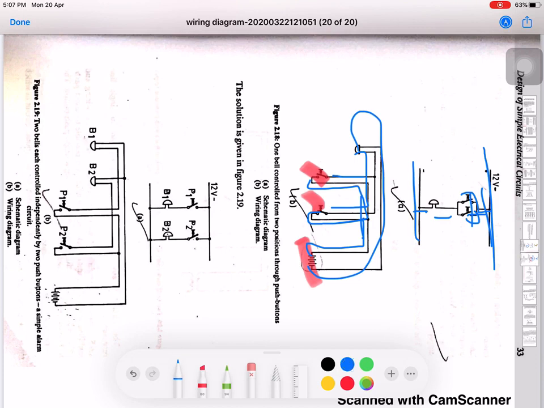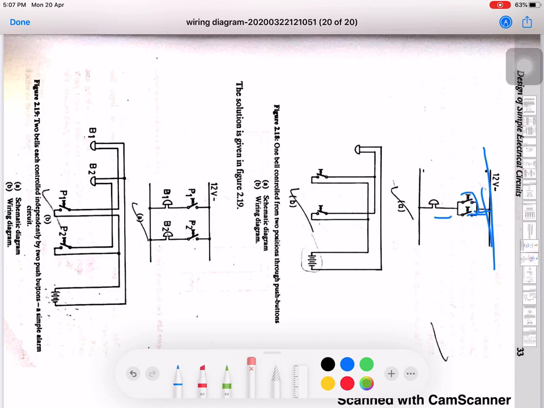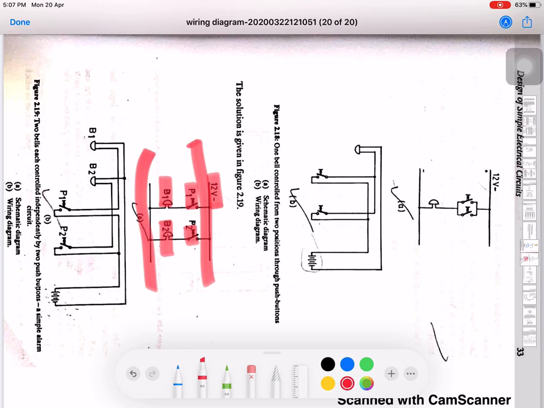Now suppose that here in this figure 2.18 A and B, there were two push buttons controlling a single bell. But if there are two bells that are being controlled by separate switches, then the wiring diagram will just change slightly. B1 and B2 are two bells actuated by P1 and P2 push buttons governed by a 12-volt battery by a two wire system.